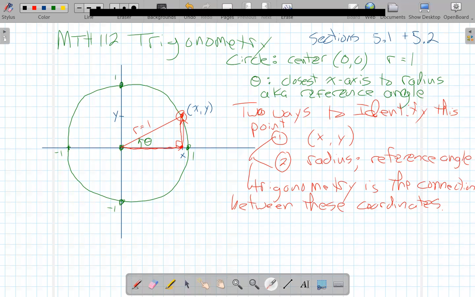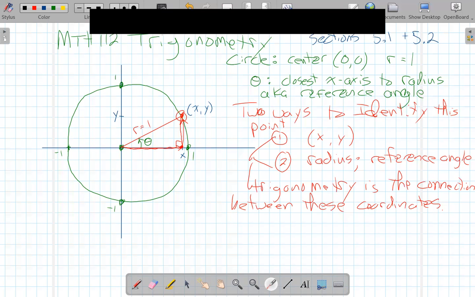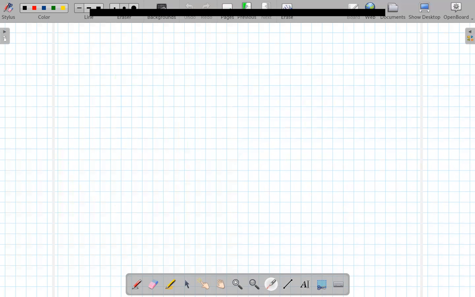Now, if there are two ways to identify that point, then I should be able to state a formula for how to get x if I know r and theta, or how to get theta and the radius if I know x and y. Right? So that's the next big thing we're going to look at. So I'm going to bust that out in a new picture here. So let's just focus on the triangle for a moment, and then we'll get into some circle stuff.